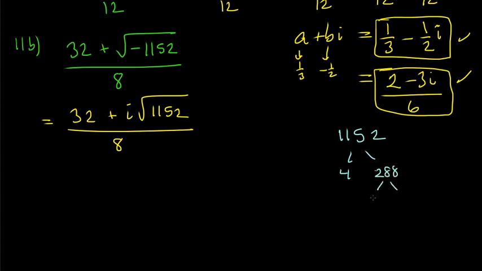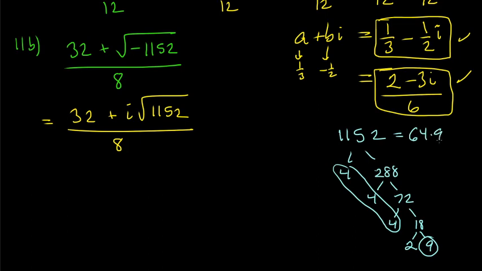But I think that's divisible by 4 as well. If you divide that by 4, you get 72. 72 divided by 4 is 18. And 18 is not divisible by 4. It's divisible by 2, giving you 9. So 9 is a perfect square. 4 times 4 times 4 is a perfect square, 64 times 9. And then times 2, which is left over, right?